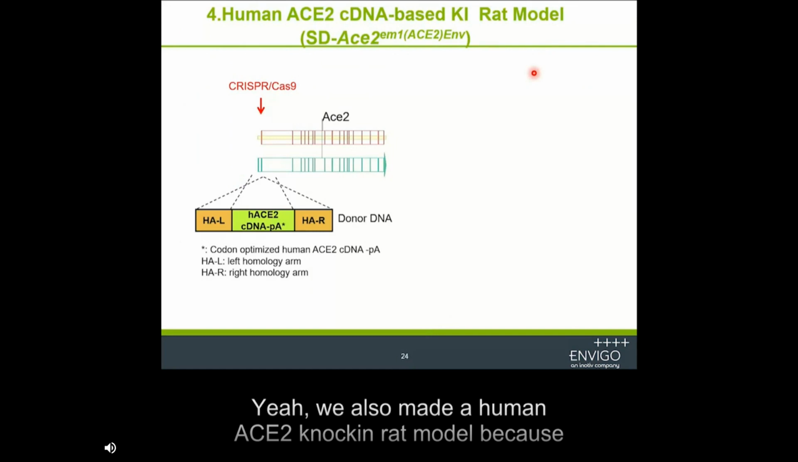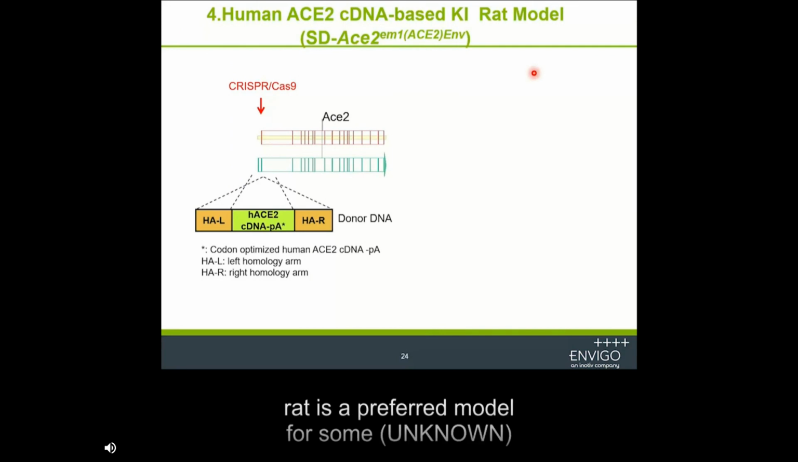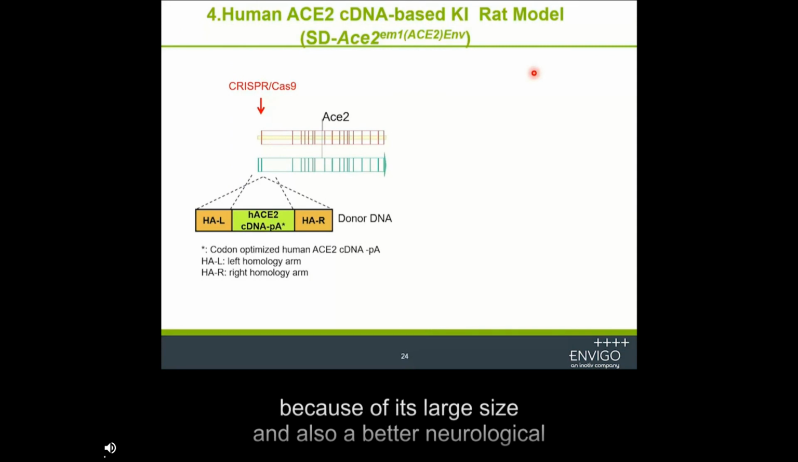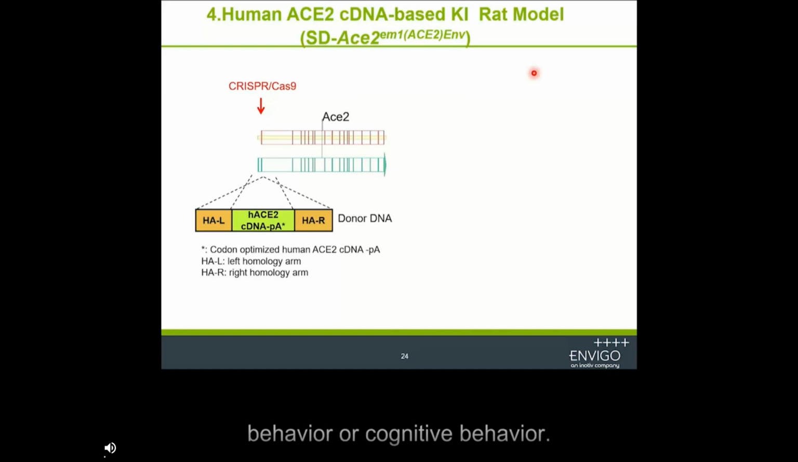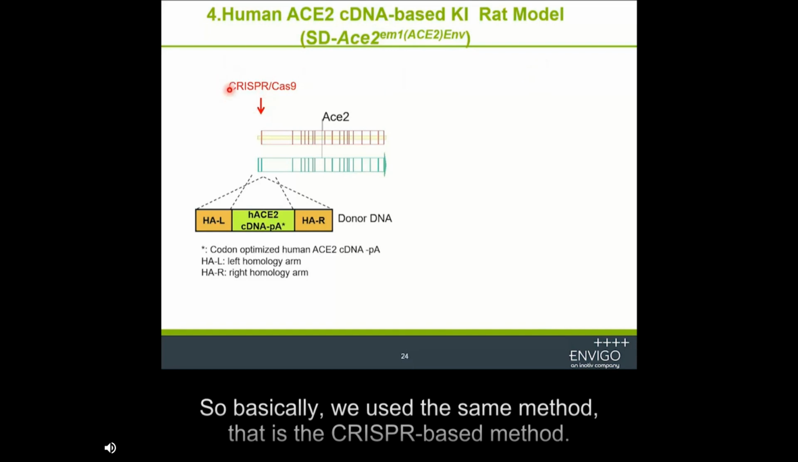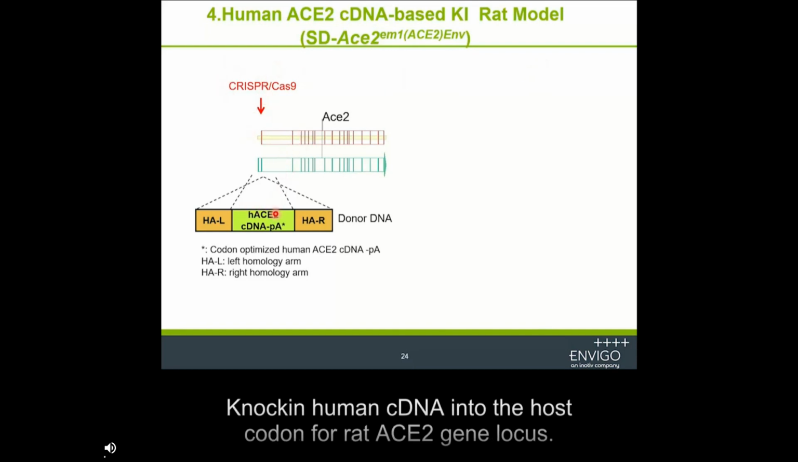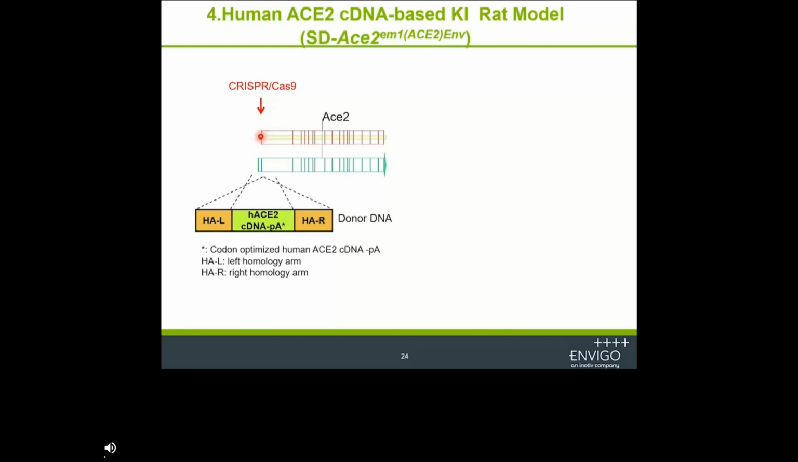We also made a human ACE2 knock-in rat model, because the rat is a preferred model for some applications because of its large size and also better neurological behavior or cognitive behavior. Basically, we use the same CRISPR-based method, knocking human ACE2 cDNA into the coding exon of the rat ACE2 gene locus.